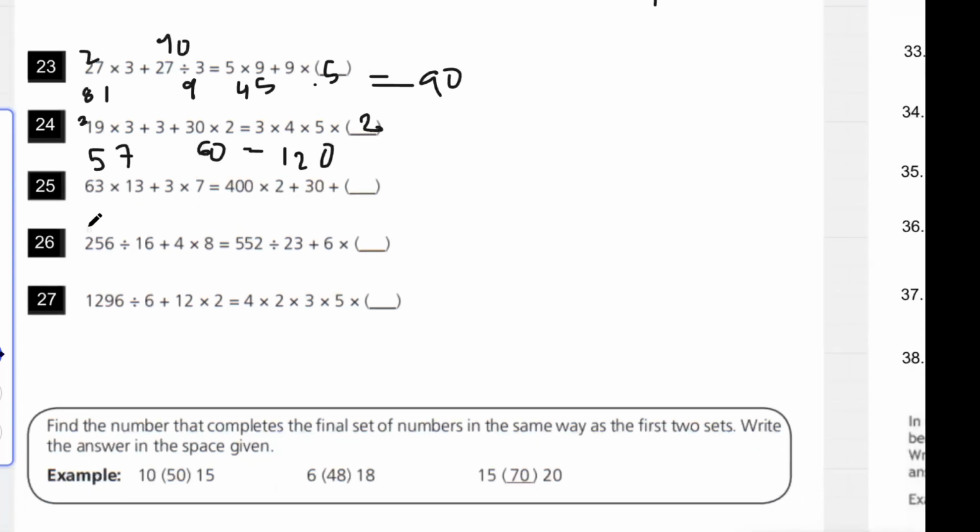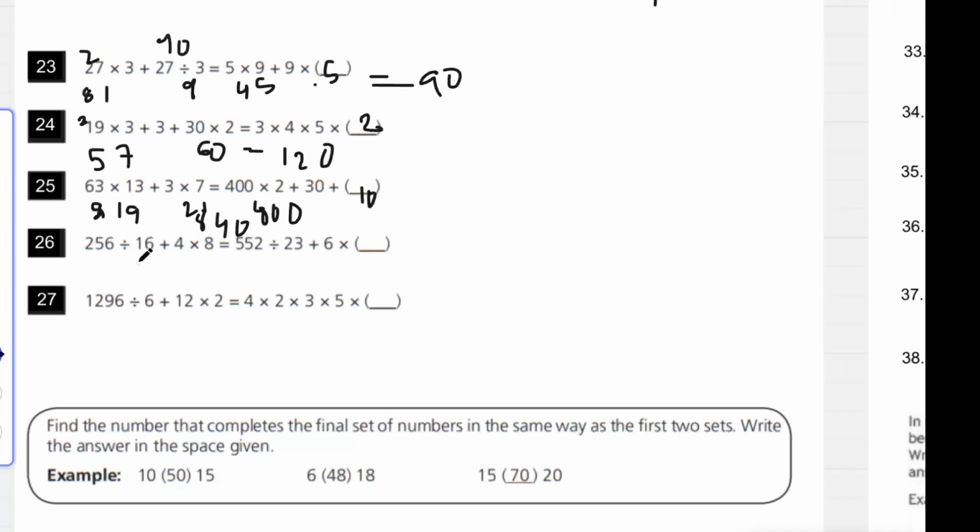Question number 25. Let's multiply this out. Let's do this one first, 21, and then 63 times 13 is going to be 819. Therefore, 400 times 2 is going to be 800. We have to add this first, actually. 819 plus 21 is going to equal to 840. So to get 800, we get 800 plus 30 plus 12 plus 10 is equal to 840.